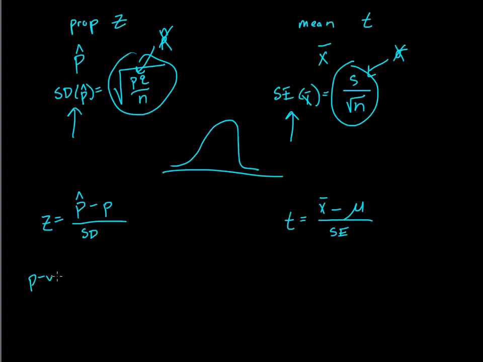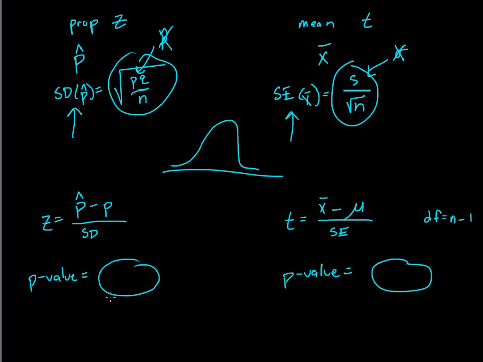Then I want to find that P-value. Here you need to use normal CDF to find that P-value. Here you need to use T CDF. Don't forget with T CDF, when you're doing it in your calculator, you have to have that extra comma at the end with the degrees of freedom. The degrees of freedom is your sample size minus 1.